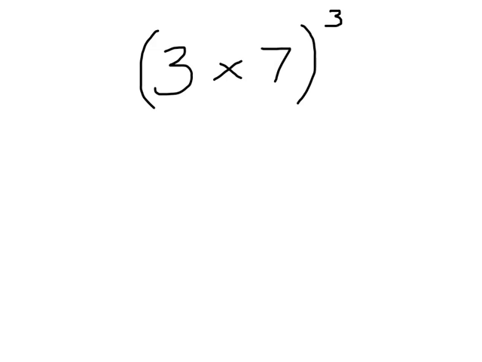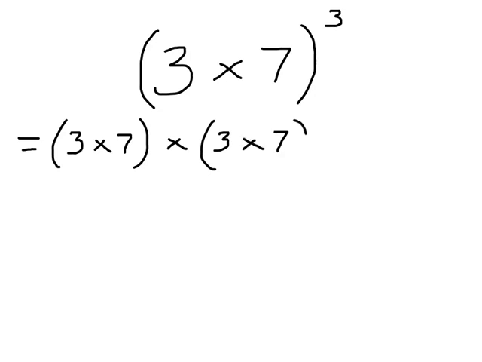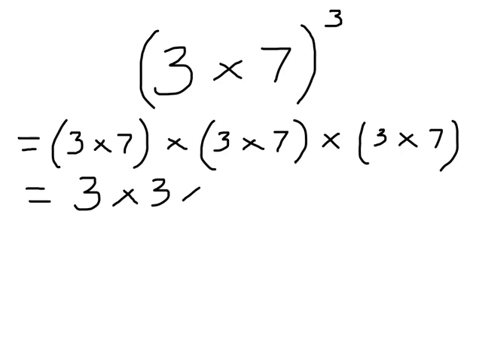occurs 3 times. So we can write this as 3 times 7 times 3 times 7 times 3 times 7. Now we don't need the brackets there anymore, and we can actually change around the numbers so that they can be in a simpler organisation for us. So we're going to organise the 3's together. So we had 3 3's, and that's times the 3 7's.